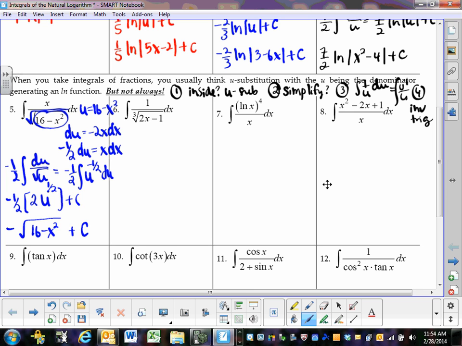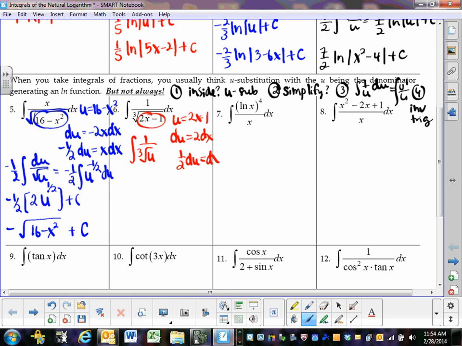So this is negative 1/2, the integral of u to the negative half du. So it's negative 1/2. The power rule says I add 1, so I get a half, and divide by a half, plus c. So I have negative square root of u, which is 16 minus x squared, plus c.